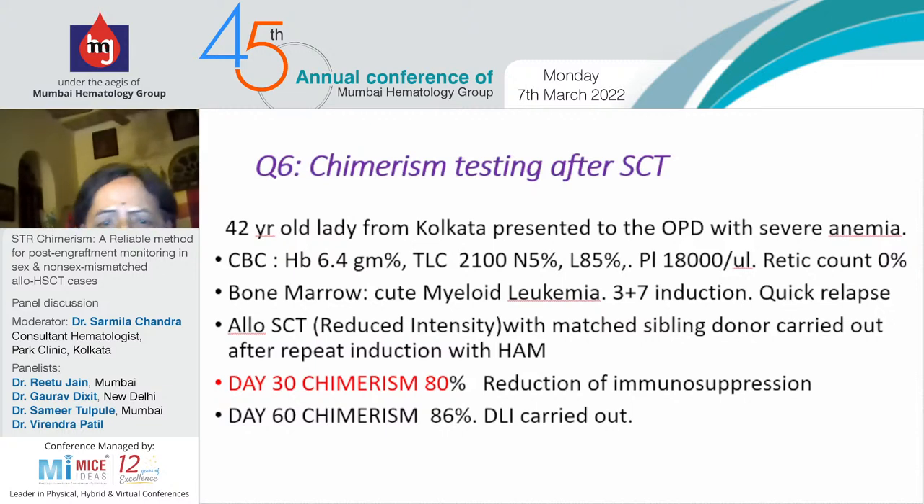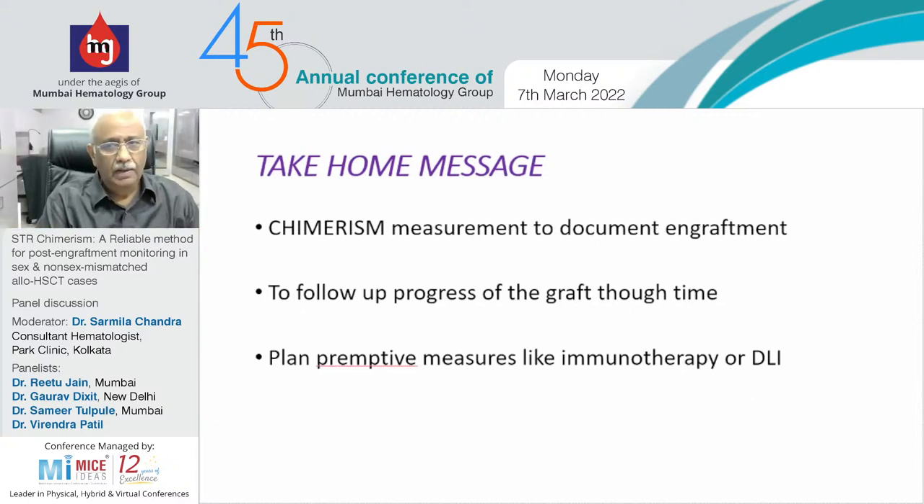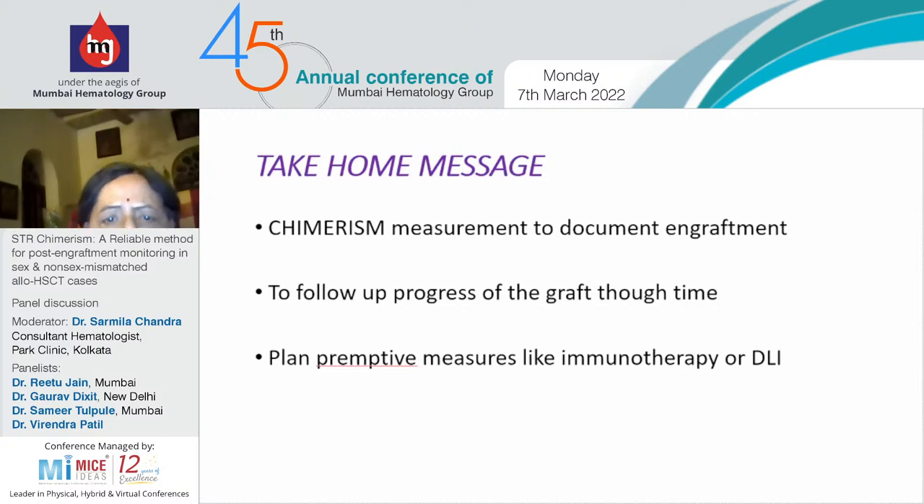So I've given you three patients which we did in the last year, and I don't think time permits us to go on any further. And I will just finish off by saying the take-home message: chimerism is a measurement of the graft engraftment, and we have to follow it up through time to see the progress of the graft and also to plan preemptive measures like immunotherapy or DLI, whatever is to be planned. We can plan according to the reports from the chimerism.